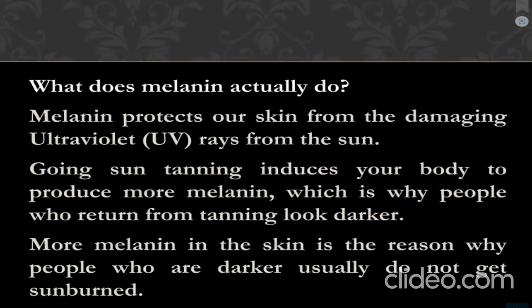So what does melanin actually do? Melanin protects our skin from the damaging ultraviolet rays from the sun. Going in the sun, the tanning induces your body to produce more melanin, which is why people who return from tanning look darker. More melanin in the skin is the reason why people who are darker usually do not get sunburn.